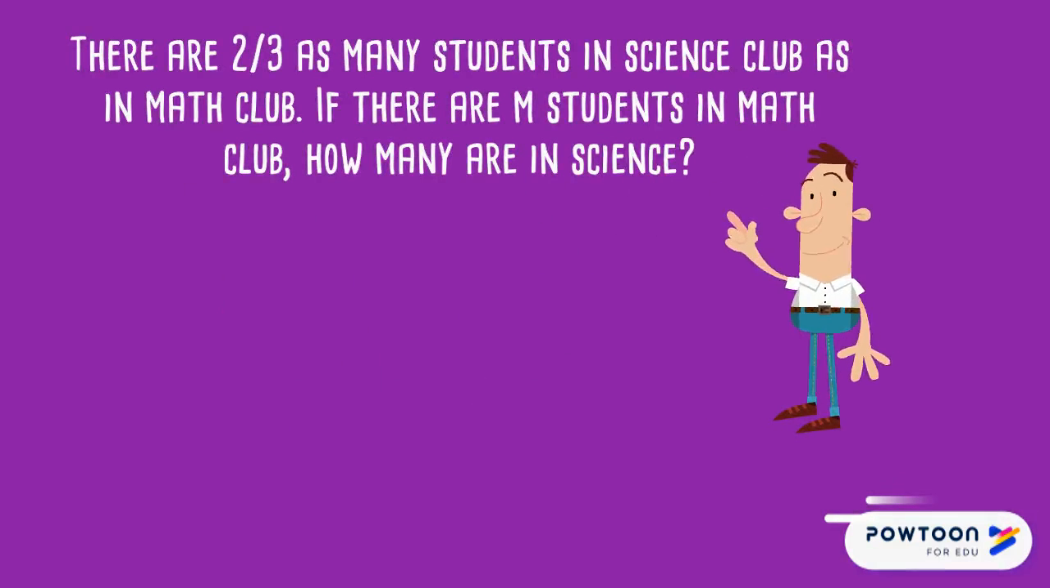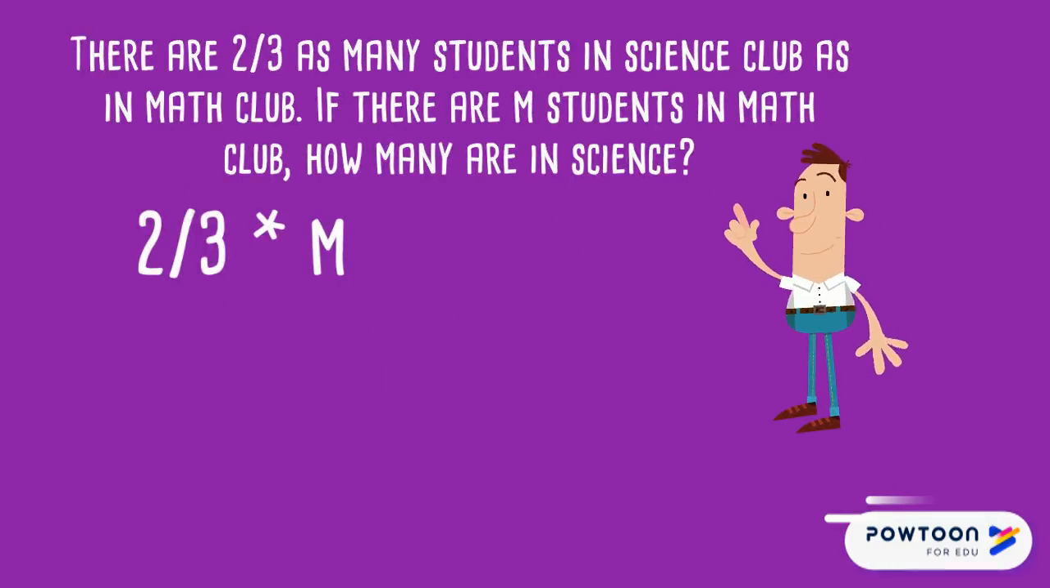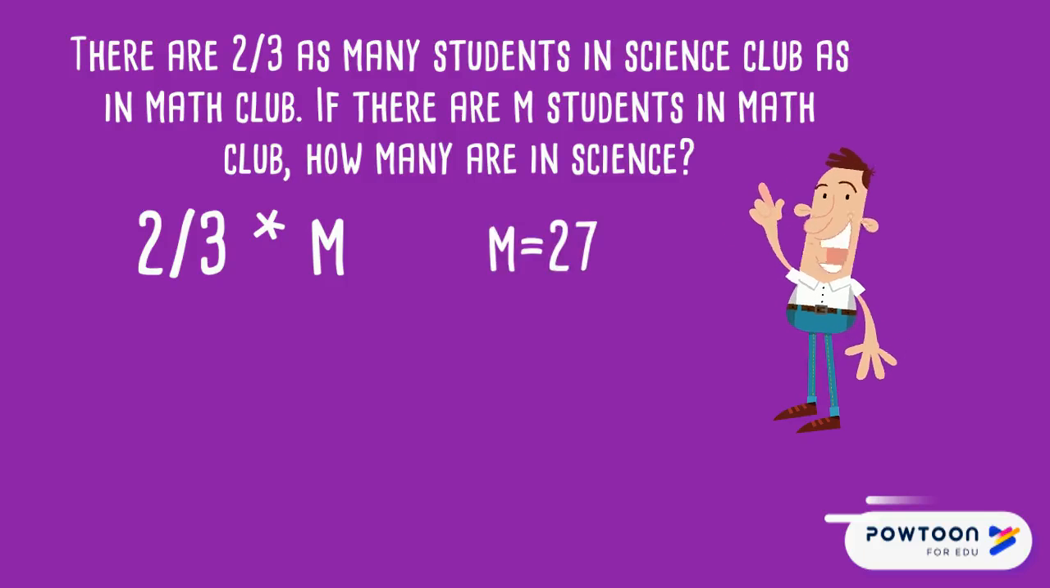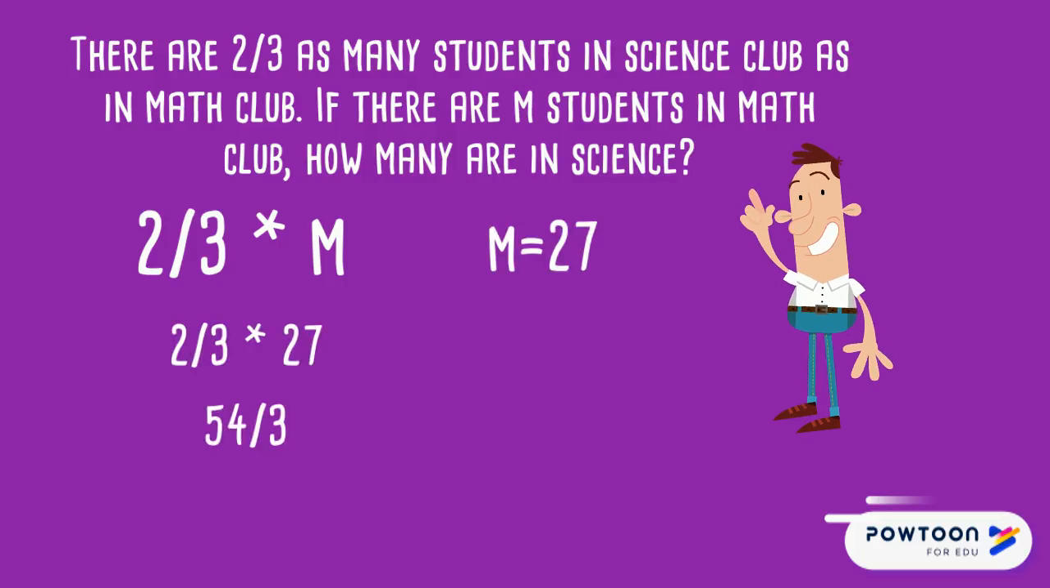So if we knew that there were 27 students in the math club, we would multiply that amount by 2/3 to figure out how many students were in the science club. So if I do that, I would end up with 54/3, and if I divide that, I would end up with 18. So there are 18 in the science club.